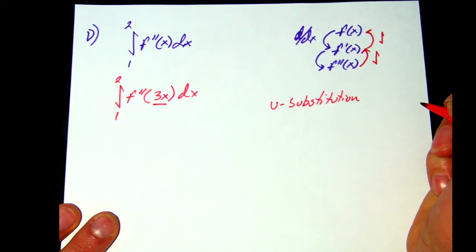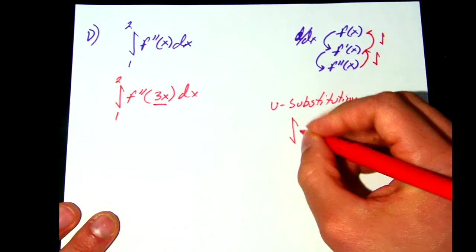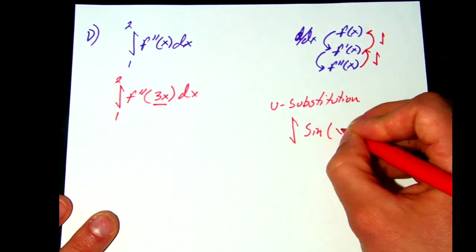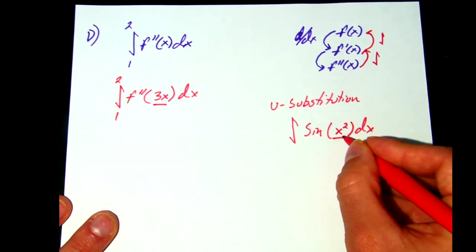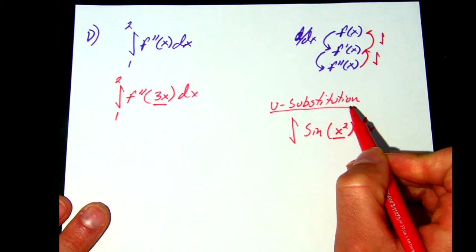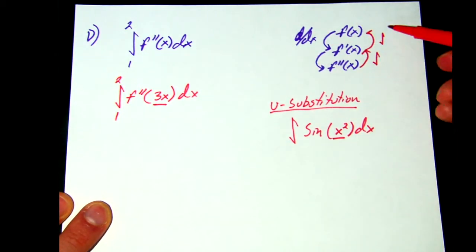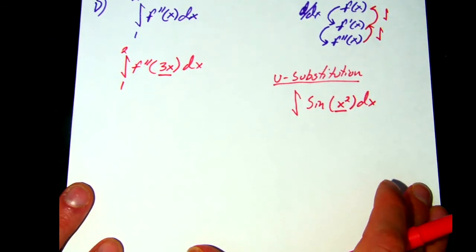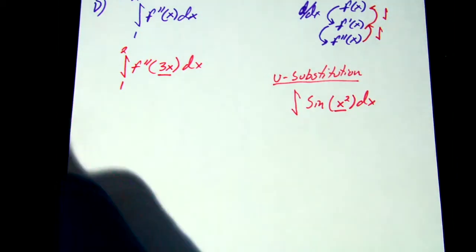U substitution is for functions inside a function, like if I had to do the integral of sine of, I don't know, x squared dx. I see the inside function, I know I have to use u substitution. This is the integral form of chain rule. So when you're doing derivatives, it's chain rule. When you're doing integrals, it's u substitution. And that's why it shows up in these derivative questions, because I want to make sure you can do chain rule backwards, even though it's hard.